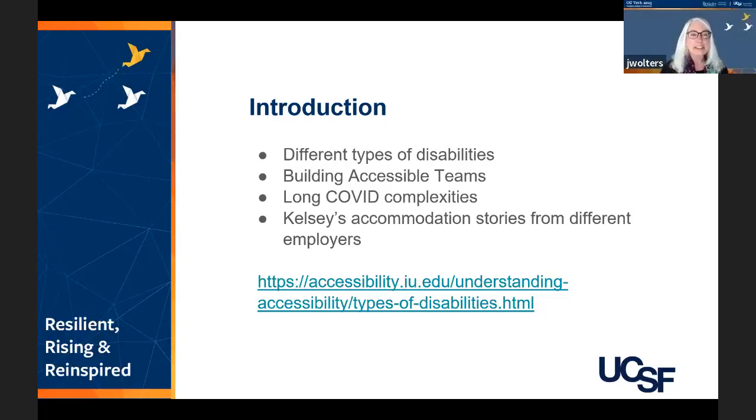Let me turn it over to Kelsey to talk about some of our other topics that we'll be talking about. Thanks, Jill. So we're also going to be talking about building accessible teams, especially in a remote first world. We're going to be touching on long COVID a lot, as long COVID is currently one of the disabilities that has the highest number of people that have it. And I'll also share my accommodation stories from different employers. I've worked for 4 different employers since I became a person with disabilities, and each of them was very different.